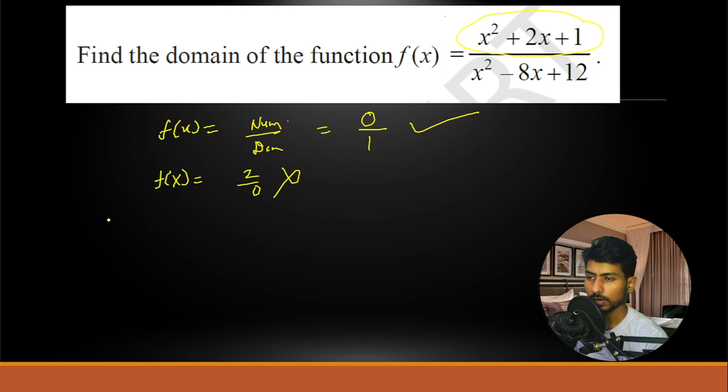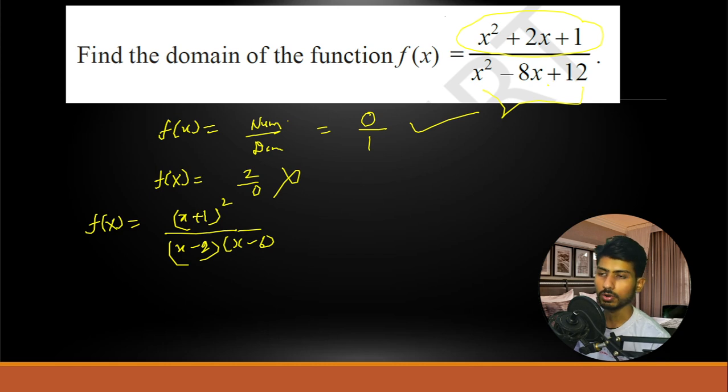So here, when you see that there are polynomials, you need to factorize them. If I factorize the numerator part, I will get x plus 1 whole square. And if I factorize the denominator part, I think it will be x minus 2 and x minus 6. I am not going to explain how I have done the middle term splitting for factorization. I hope you will be able to do this by yourself. So here you can see that in the denominator we are getting two factors, x minus 2 and x minus 6.